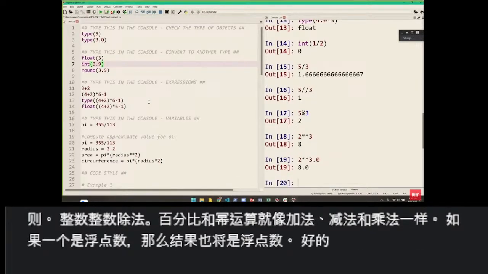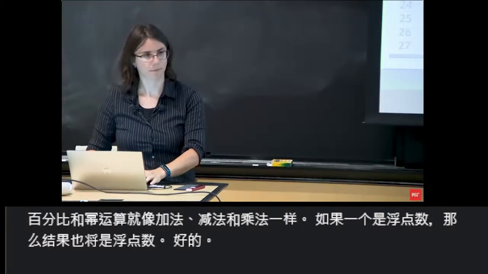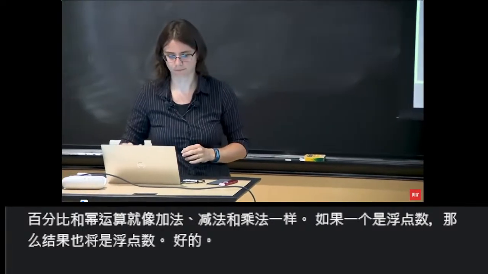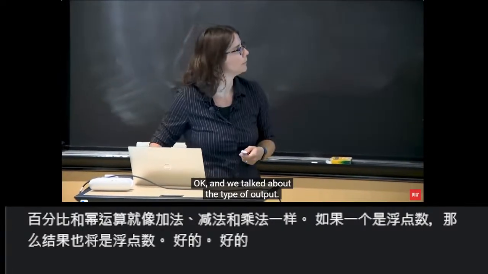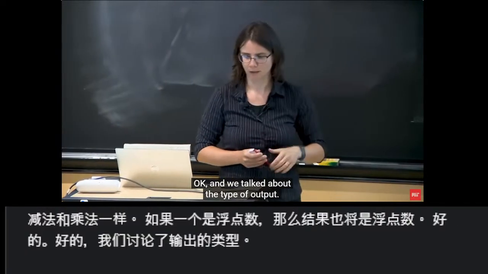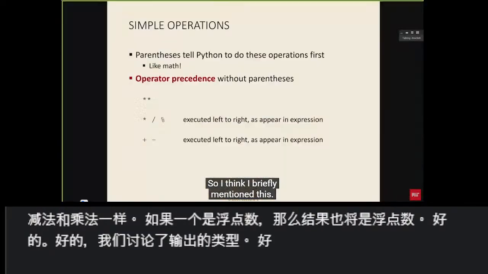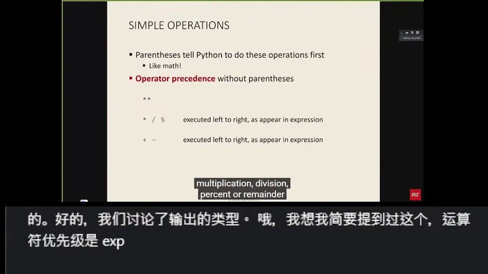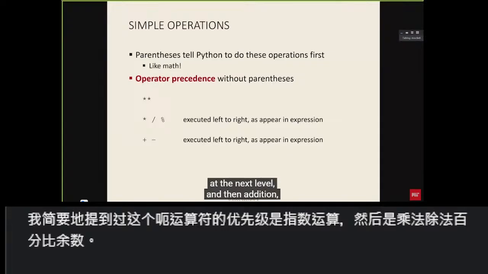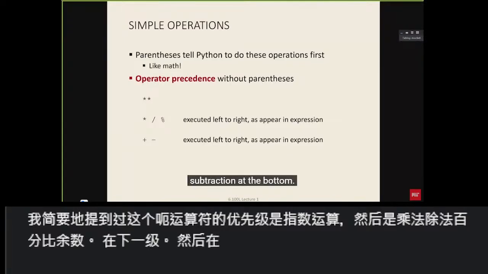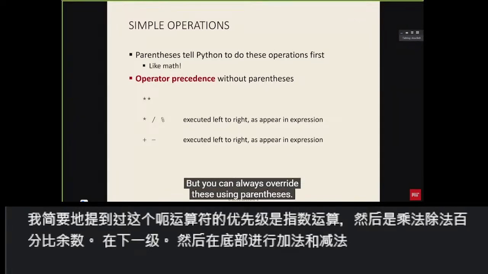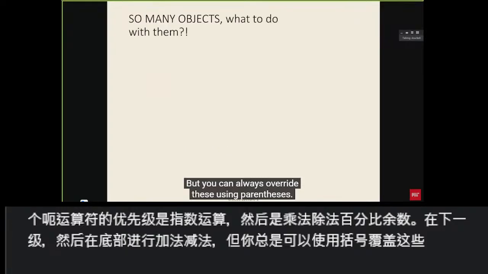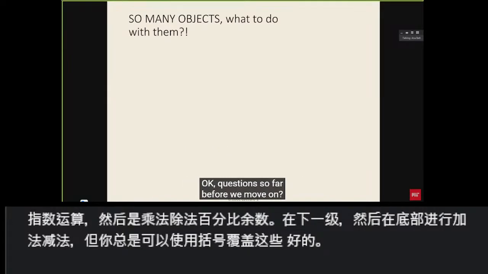Okay. And we talked about the type of output. So I think I briefly mentioned this. The operator precedence is exponentiation, and then multiplication, division, % remainder at the next level, and then addition, subtraction at the bottom. But you can always override these using parentheses. Okay. Questions so far before we move on?